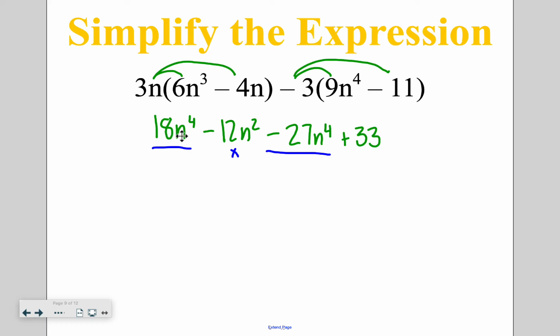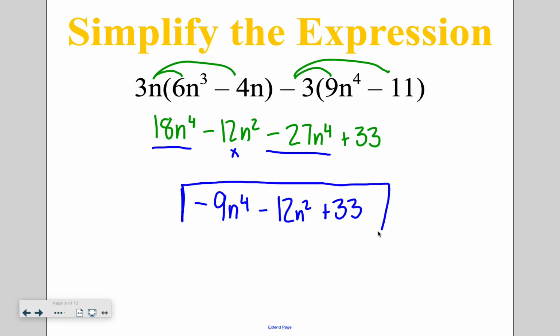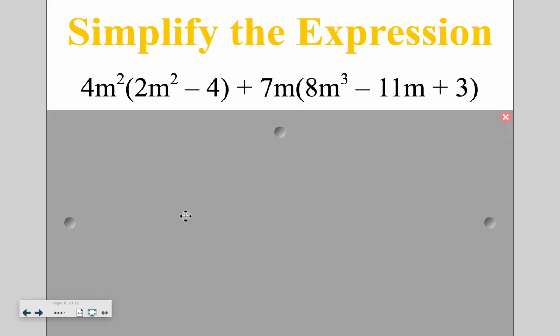So I'm going to have 18n to the fourth minus 27n to the fourth, which is going to give me negative 9n to the fourth minus 12n squared plus 33. And that's all the further I can simplify this because my exponents no longer allow me to combine anything. Go ahead and try this one on your own.